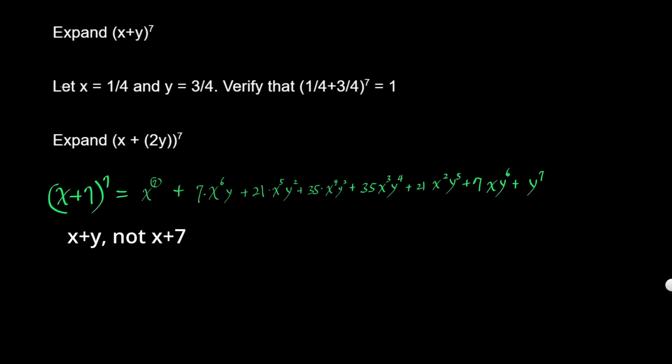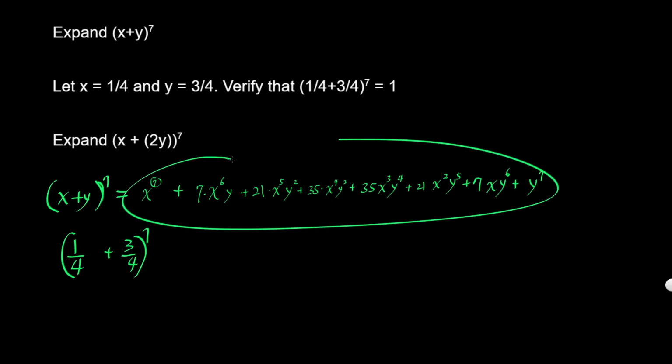Now let's talk about the second part. It says let x equal 1 over 4. Oh, that's not 7. That's x plus y. So x equals 1 over 4, and y is equal to 3 over 4, everything to the 7th power. I mean, that inside is 1. 1 to the 7th power is 1. So it says using this, let's verify this is equal to 1.